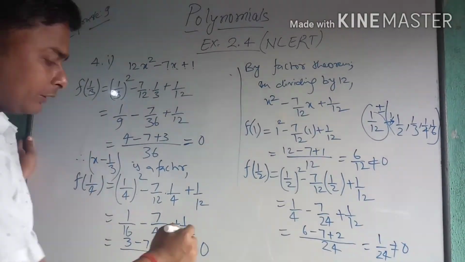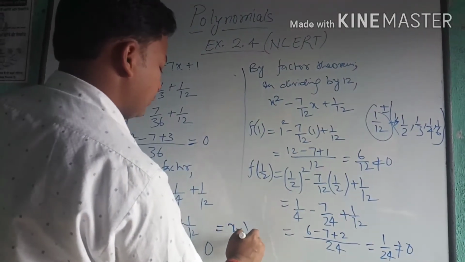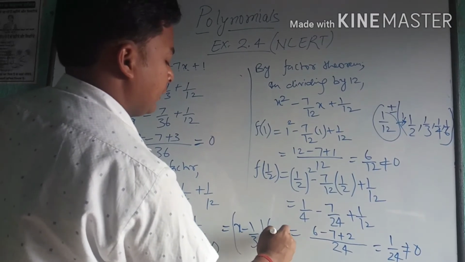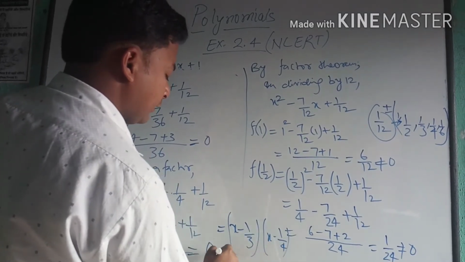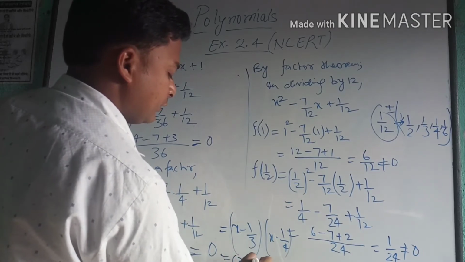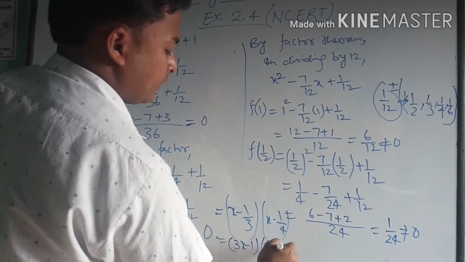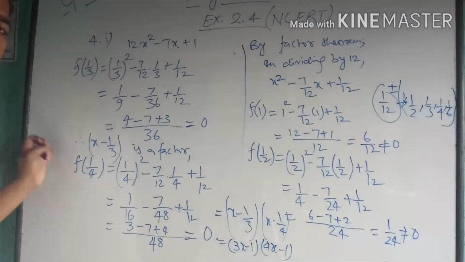So what are the two factors we can write for this? It is equal to x minus 1 by 3 and x minus 1 by 4. These are the two factors. If we simplify them, it will go as 3x minus 1 and 4x minus 1. Both are correct answers. Thank you.